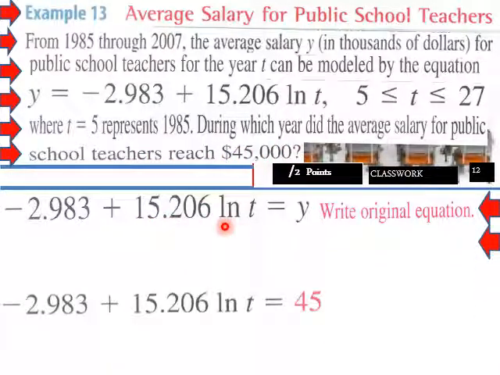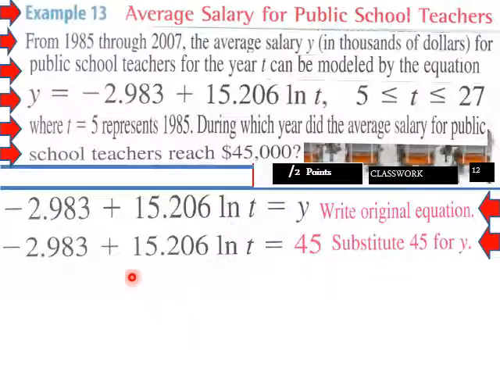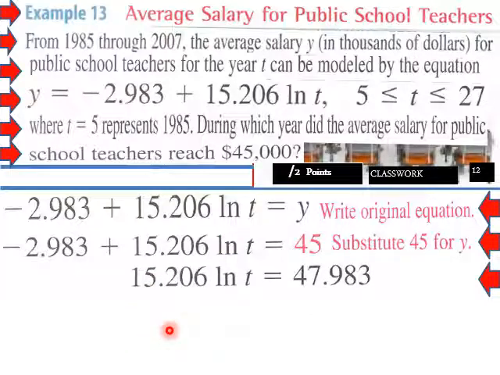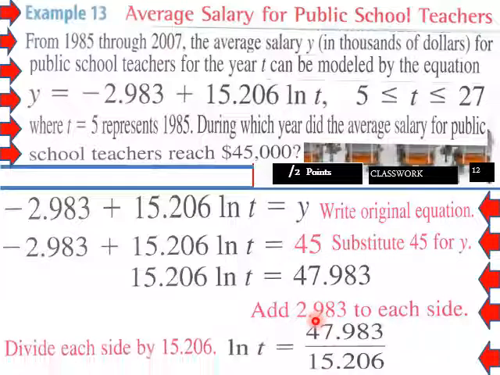So we're going to write our original equation. We're going to make this equal 45, since y is our dollar amount. And we're going to move this over here, and we end up with 15.206 natural log t equals 47.983. So we added that to both sides. Now, divide each side by 15.206. We have natural log t equal this amount.